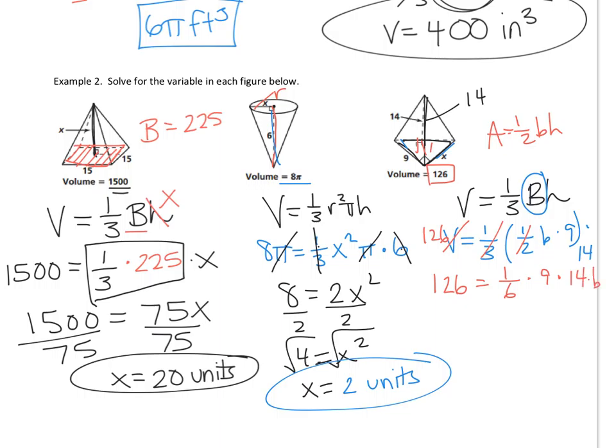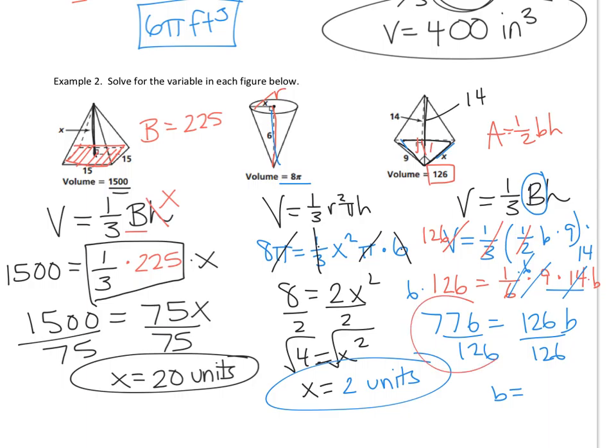The next step I'm going to do is multiply both sides by 6. That gets rid of this. So I'll have 776 equals 9 times 14, which is 126. And then I still have a b left over here. So I divide both sides by 126. And I have to reduce it. So b is, you can do a decimal, or you could reduce this and divide them both by 2. So it's 388 over 63 units. Kind of a weird number.